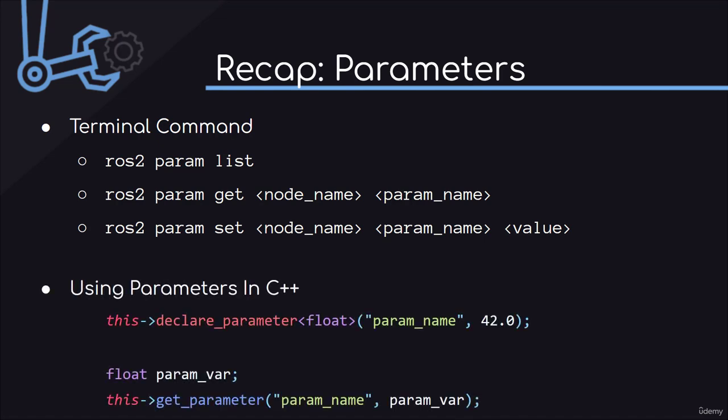Then we went ahead and implemented parameters in our C++ nodes, which we did with the node's declare parameter function, in which we specify a type, like in this case float, followed by the name of the parameter and the value, which matches the data type. You can then get the value of the parameter and load it into a particular C++ variable by calling the getParameter function of our node object.